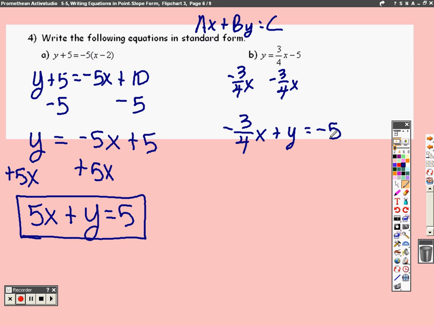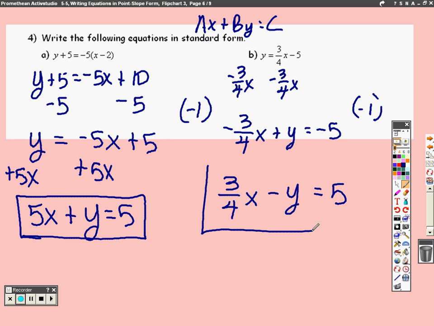Now that is in standard form except for one problem. We don't want to have a negative term for our x variable. So what I'm going to do is multiply both sides of the equation, or all three terms, by negative 1, and I end up with 3/4 x minus y equals 5. And there we have my standard form equation. Okay.